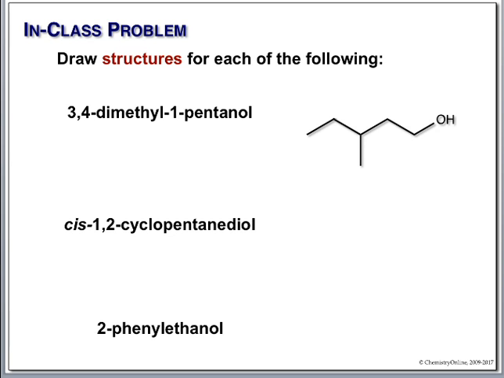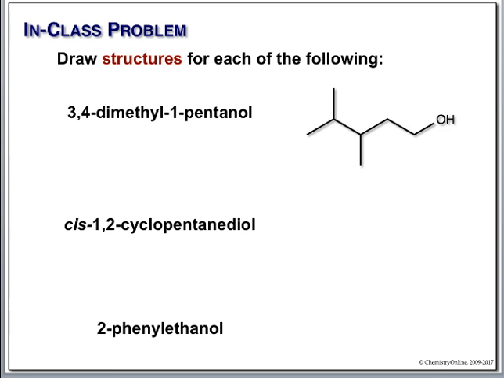Carbon 3 and carbon 4. Start with the basic and then add your substituents. Cyclopentane, you draw a 5-membered ring. It's a diol, so we have 2 OHs. Where are they? They're in carbons 1 and 2.